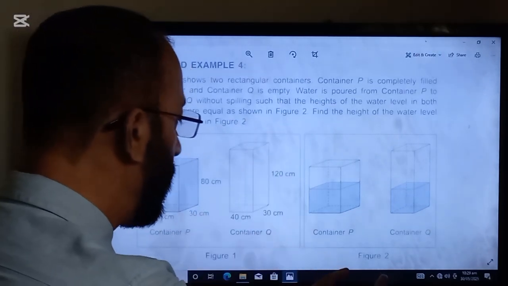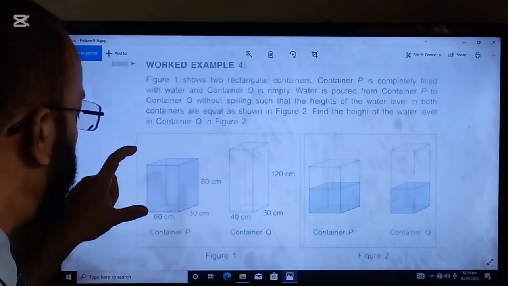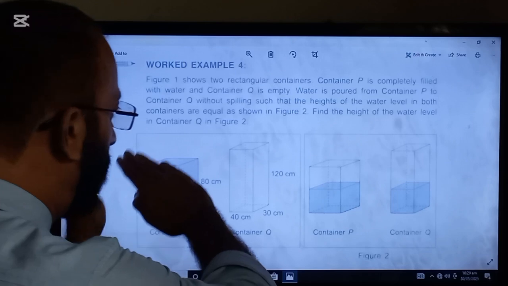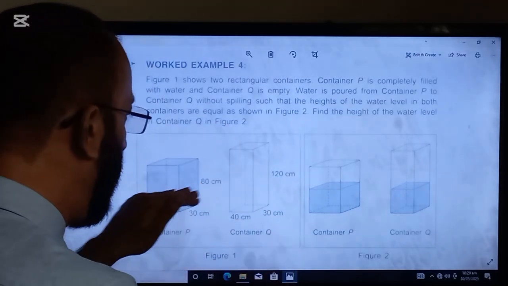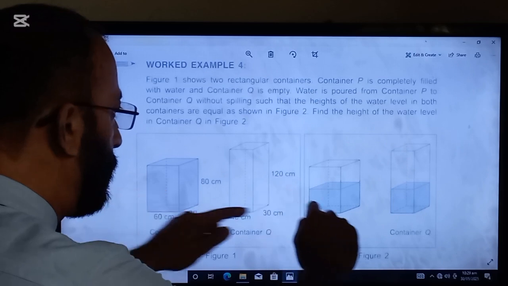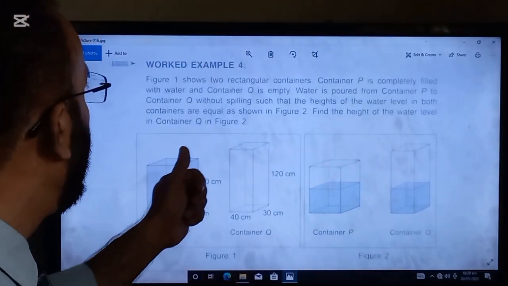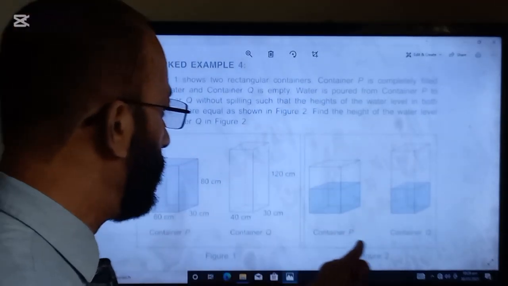So here is figure 2. Container P was completely filled with water without spilling even a single drop. Pour this water into container Q so that the heights in P and Q are equal now. Find the height of the water level in container Q.